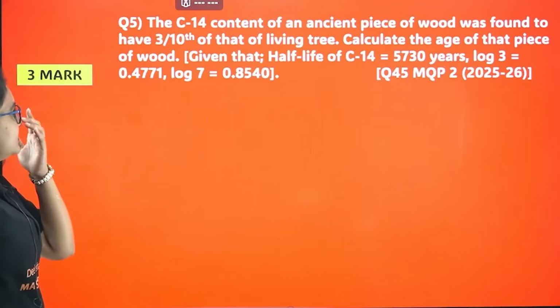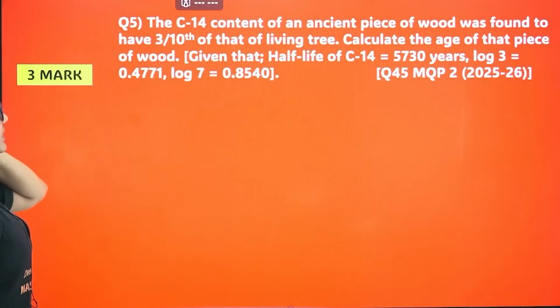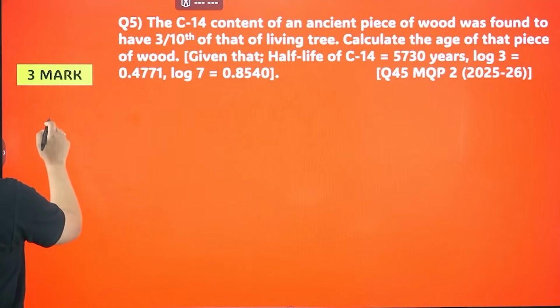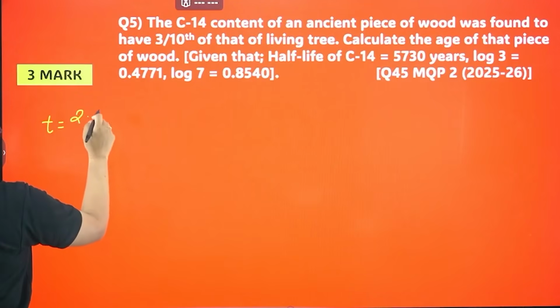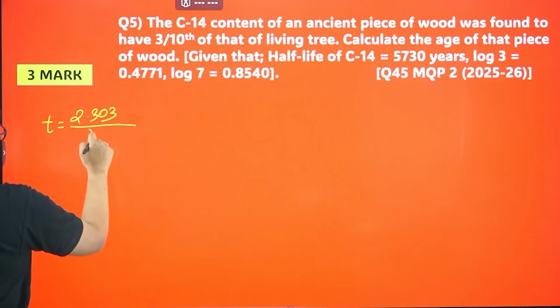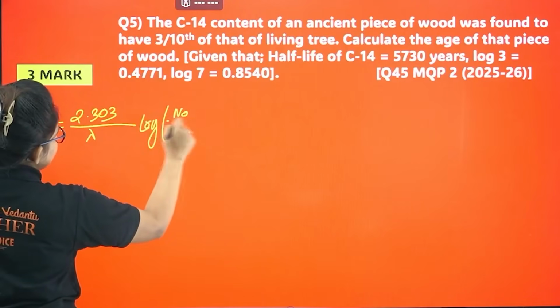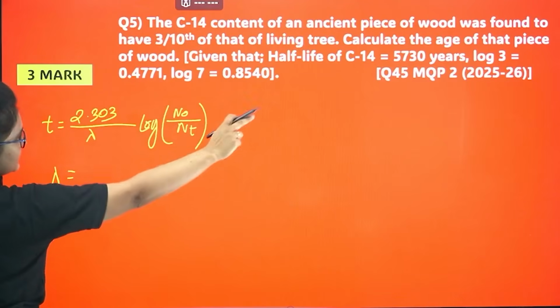The C14 content of an ancient piece of wood was found to have 3/10 of that of a living tree. Calculate the age of that piece of wood. Fine. We can use the first order rate equation only, because any radioactive decay will follow first order kinetics. t equals 2.303 divided by lambda. Lambda is called the decay constant. Log N0 by Nt. Right. So lambda we have to calculate because half life is given.